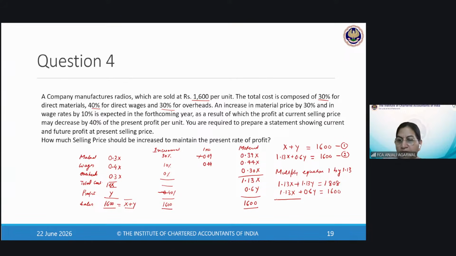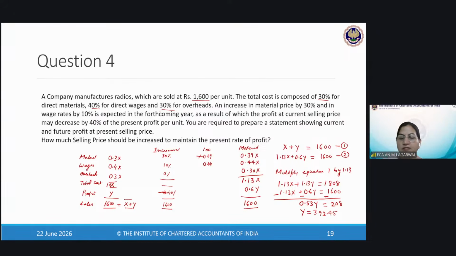You end up getting 0.53y is equal to 208. And you find out the value of y, that is, what was your existing profit? 208 divided by 0.53, 392.45 rupees.